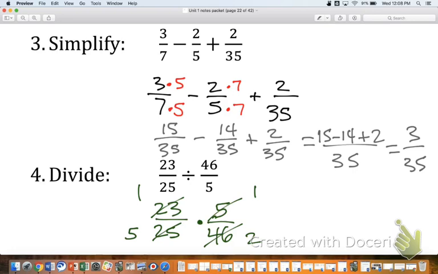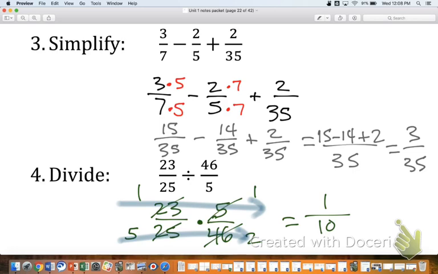And then remember that when you multiply fractions, you multiply the numerators together. 1 times 1 is just 1. And then you multiply the denominators together. 5 times 2 is 10. So I'd come up with 1/10.